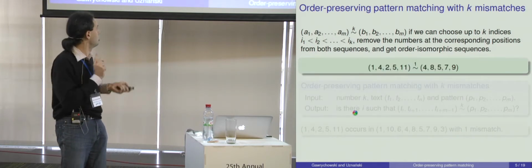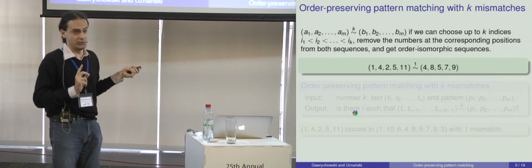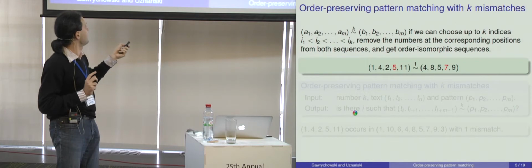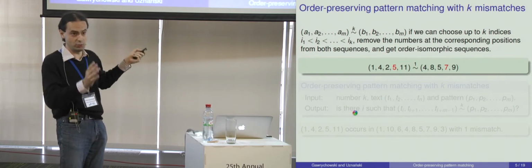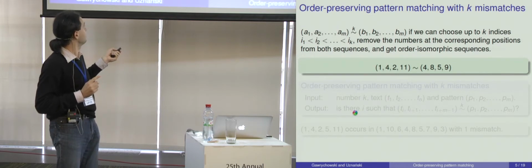So just as a short example, you can see that those two sequences are not order isomorphic, but when you remove 5 and 7, so the same positions in both sequences, the second to last position, you remove them, and you get something which is order isomorphic.